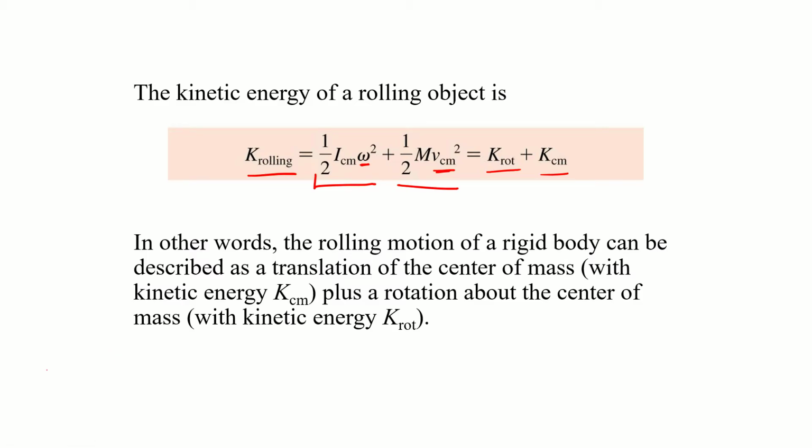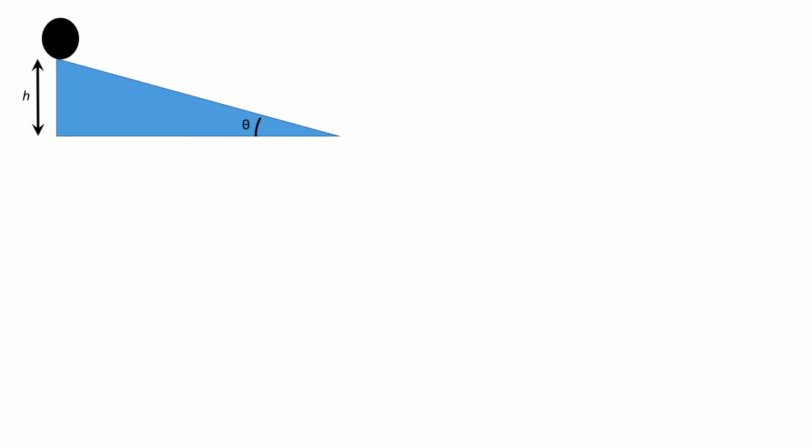So this is where, let's just start with an example so we can see what it is. What we have in this example is a cylinder on the top of some ramp that has some height h and is at some angle theta. The question is, let's ask, how fast is it moving when it gets to the bottom, if it's rolling without slipping starting from rest?